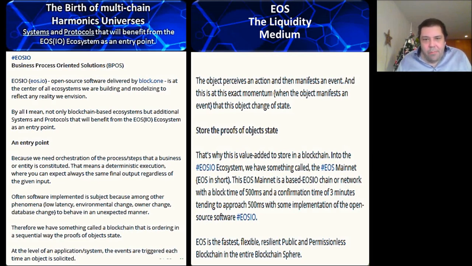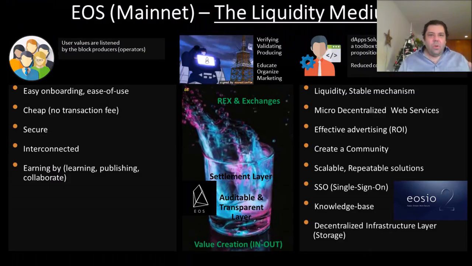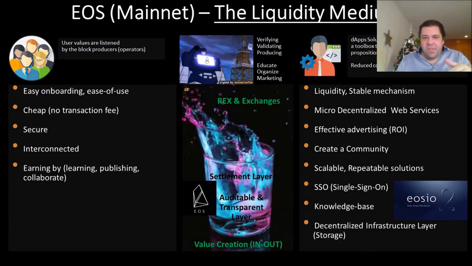And in the EOSIO ecosystem, we have something called the EOS mainnet, EOS in short. This EOS mainnet is a base EOSIO chain or network with a block time of 500 milliseconds, so half a second, and a confirmation time, we also say LIB, last irreversible block, of 3 minutes. And it is tending to approach the block time, so half a second, with some implementations of the open source software EOSIO that are coming. And EOS, the EOS mainnet, is the fastest, flexible, resilient, public and permissionless blockchain in the entire blockchain sphere. In the center of this infographic, you have EOS, the mainnet that is constantly running.